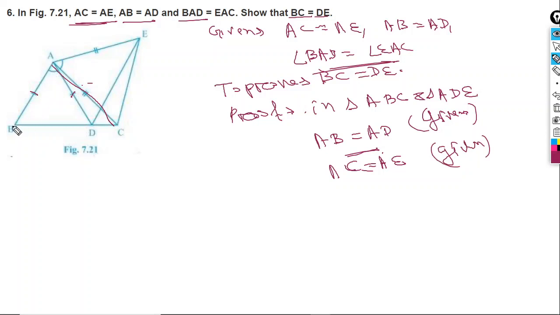Now look, angle BAD is equal to angle EAC. Once again, it will be clear for you now. Look, this angle is equal to this angle. If we add angle DAC on both the angles, then angle EAD, this angle, will be equal to angle BAC, this angle, isn't it? So we will just add angle CAD on both the angles, angle BAD and angle EAC. Let's write that.